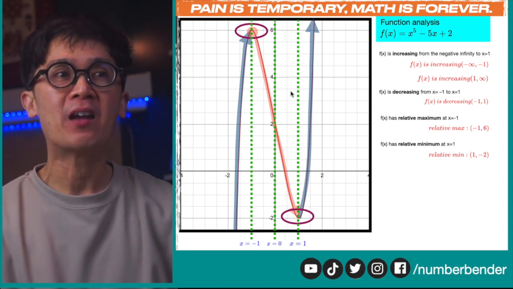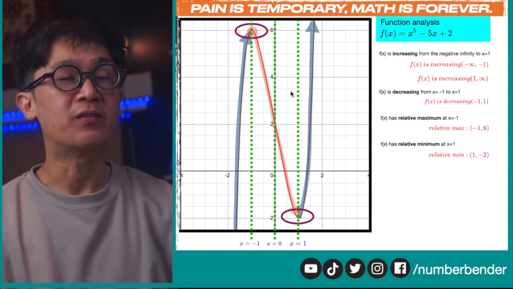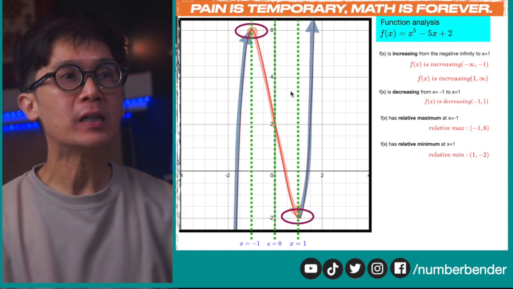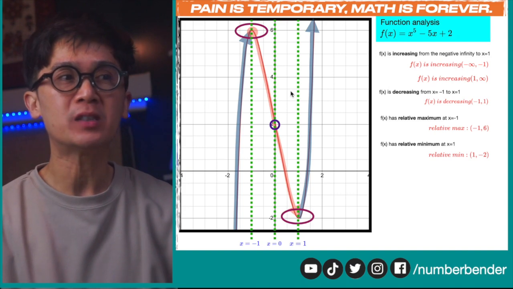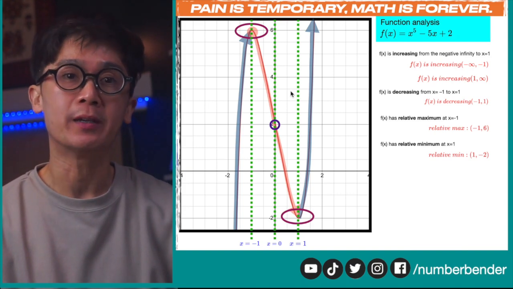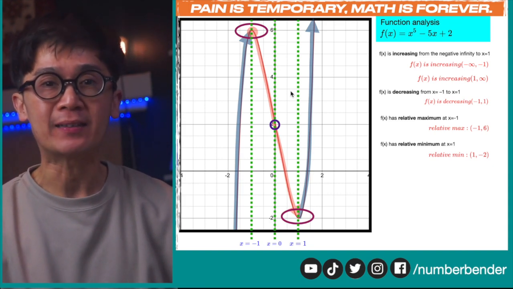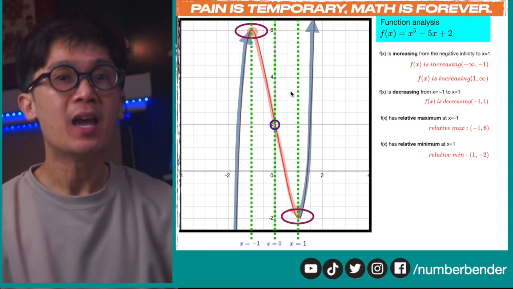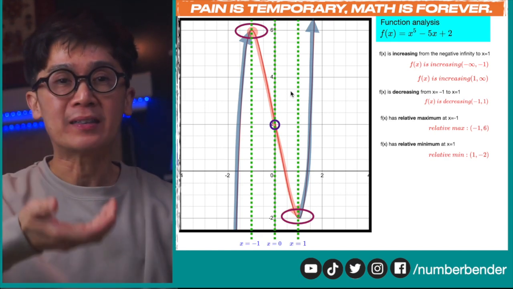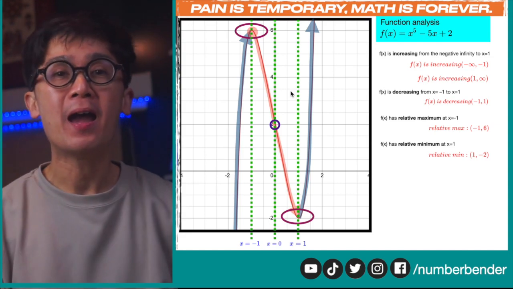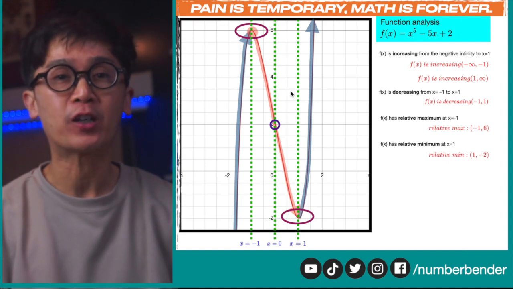So now that we have mentioned the directions of our f of x and our relative extrema, now let's work on the other parts of our analysis, which is the so-called point of inflection, where the concavity, as we call it in calculus, changes. And the concavity is the point where the form of our function changes, whether it is concave up or concave down.